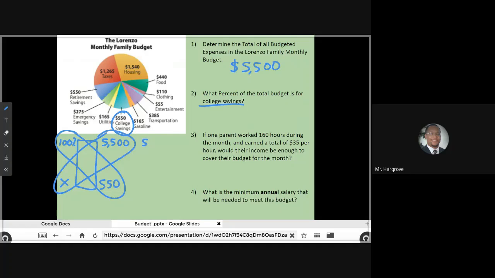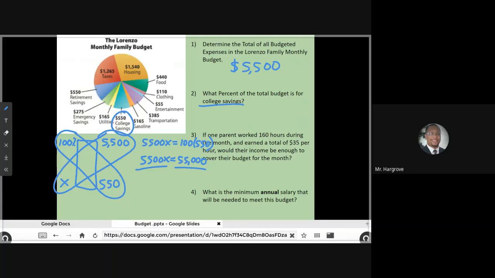So 5,500 times x equals 100 times 550. So that's going to be 5,500x equals 55,000.